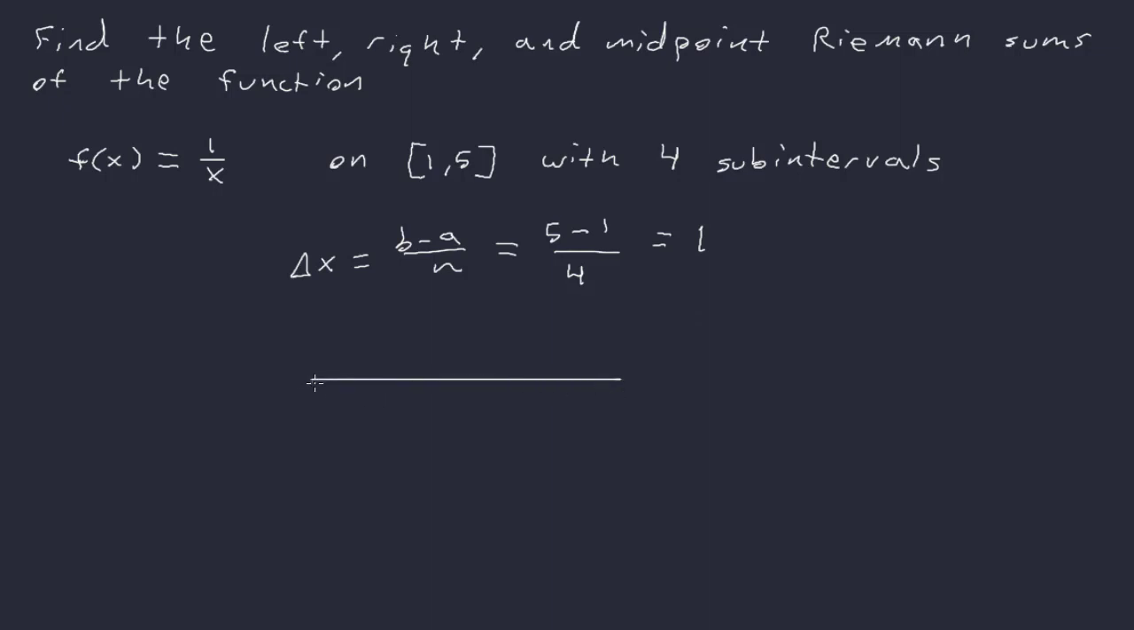Now, if we were to set this up from 1 to 5, that should hopefully make sense, because if we go 1, 2, 3, 4, 5, let me make sure these are even. Okay, that does split the interval 1 to 5 into 4 subintervals with equal length. So our delta x here is 1.